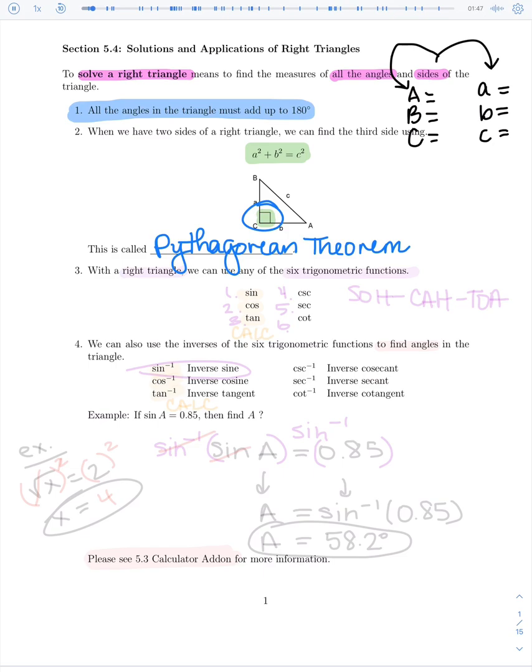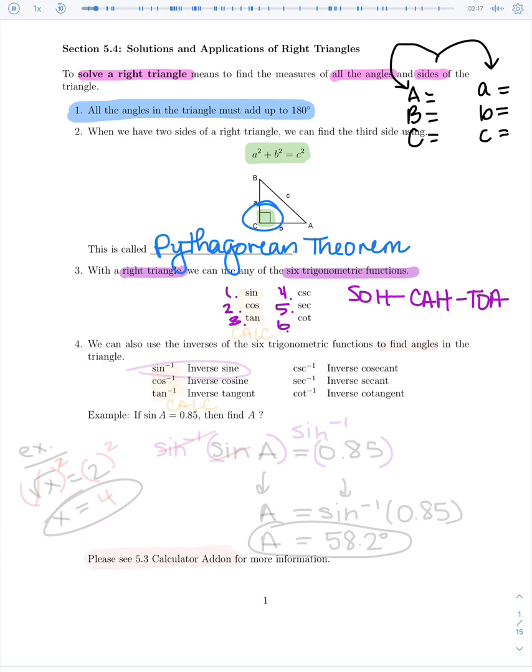Also, when you have a right triangle, you can use your 6 trigonometric functions, your SOHCAHTOA. Besides sine, cosine, and tangent, you also have the reciprocal of each. So you have 6 trigonometric functions you can use when you have your right triangle.